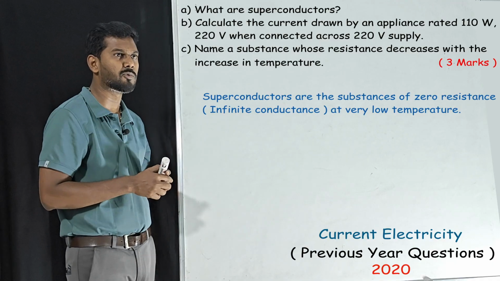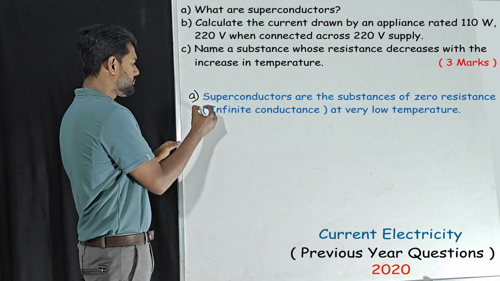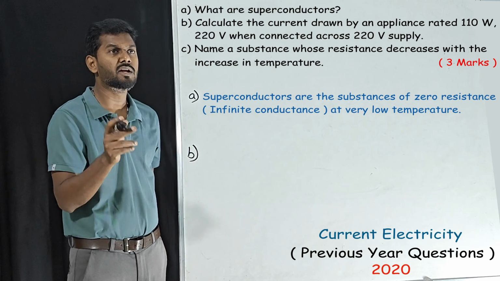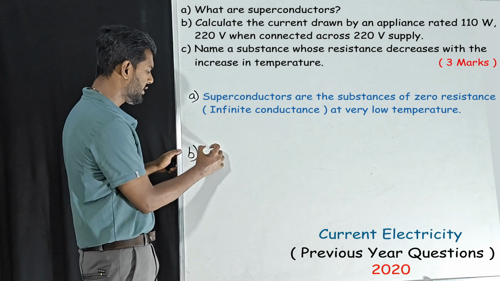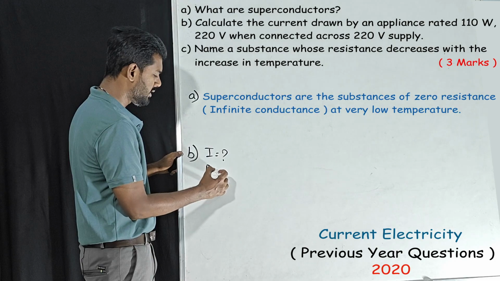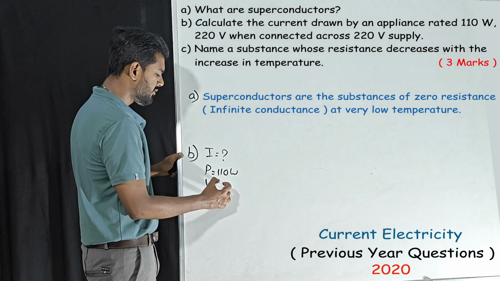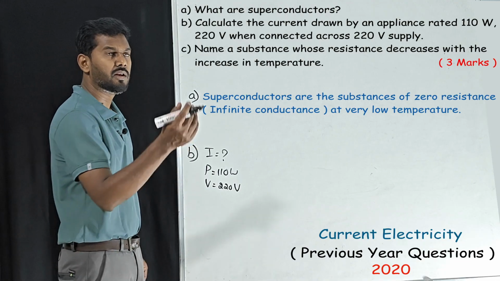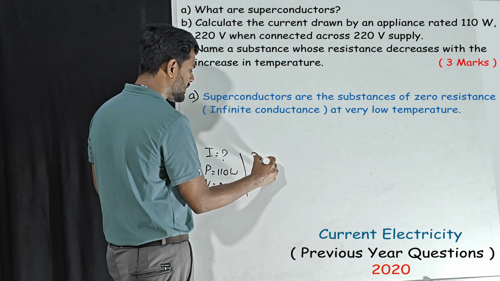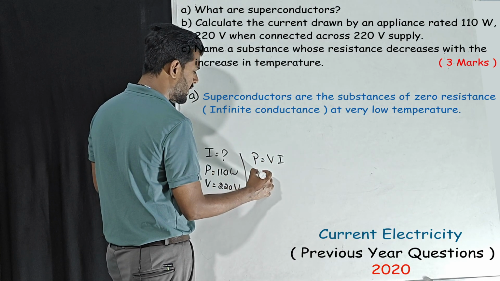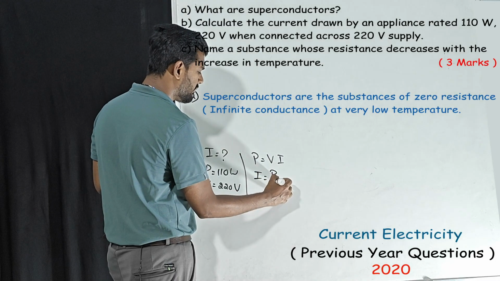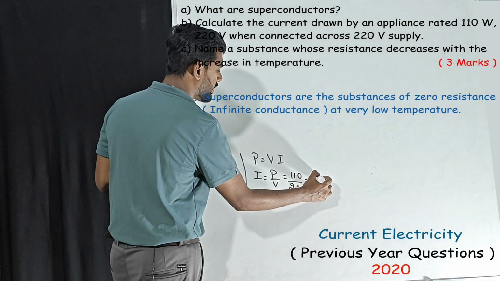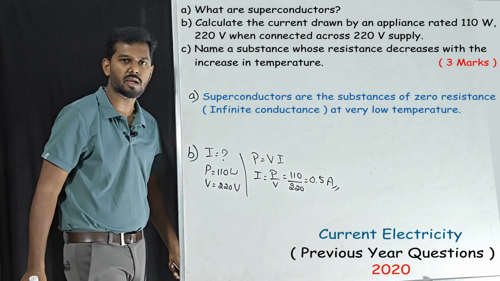Next we'll go for the second sub question. Okay, A is done. Then we'll go for B. Calculate the current drawn from the appliances. Current we need to find. Power is given 110 watt. Voltage is given as 220 volts. Now we know power is equal to V into I. We require I, so I is equal to P by V. P is 110, volt is 220, so this is 0.5. Unit of current is amperes.